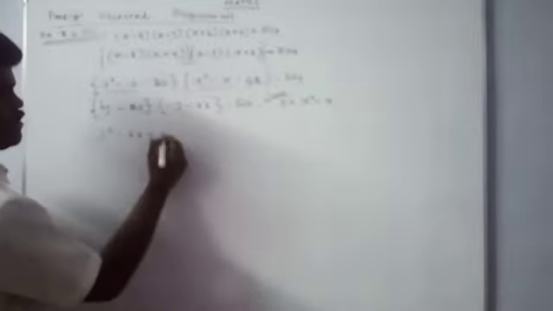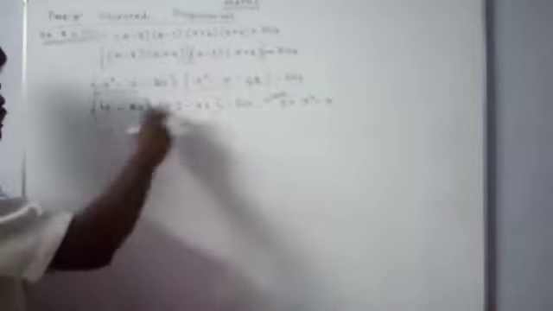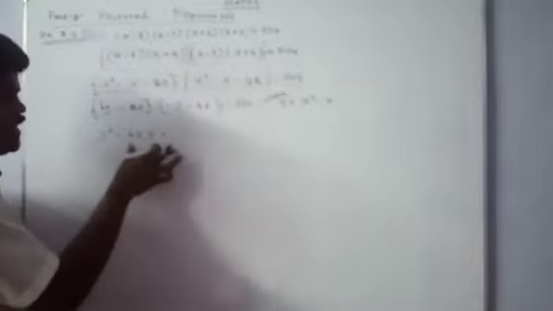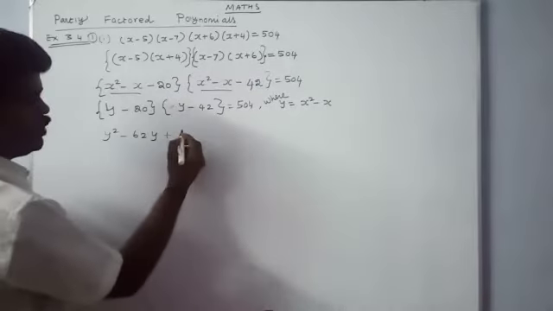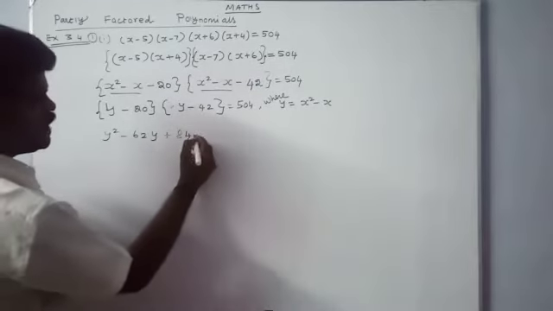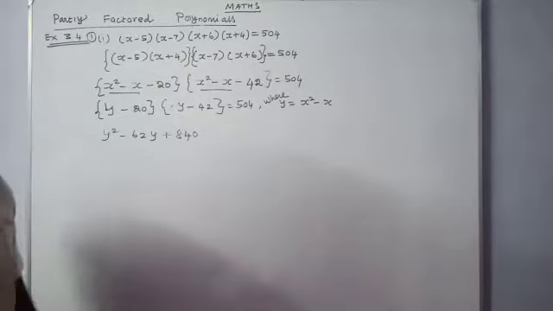Now y squared minus, the sum of the roots is what? Minus 62y, and the product of the roots, minus into minus is plus, or otherwise you can multiply these two terms. It is a very easy method. So directly we can write the roots: minus 20, minus 42. The sum of the roots is minus 62, and the product of the roots is minus 20 into minus 42, minus into minus is plus, 840.